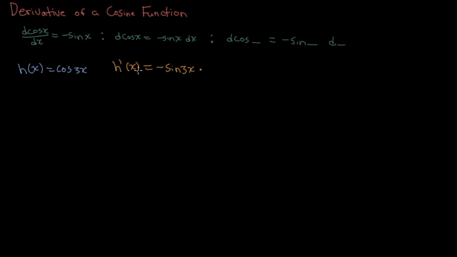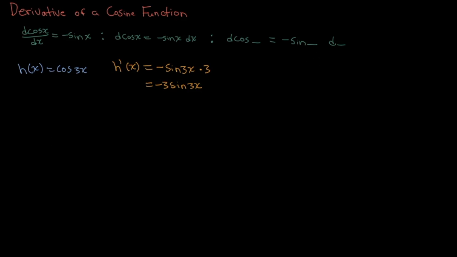And what is the derivative of 3x? Well, that would be just 3. So if we were to clean this up a little bit, we can write it as negative 3 sine 3x. And that's it. So let's do one more example here.